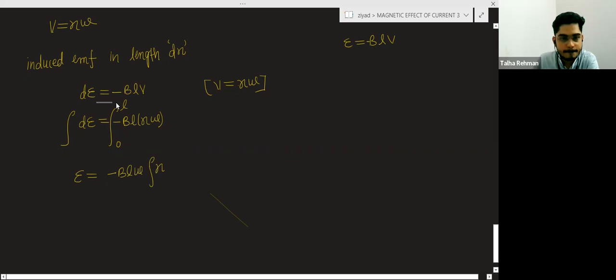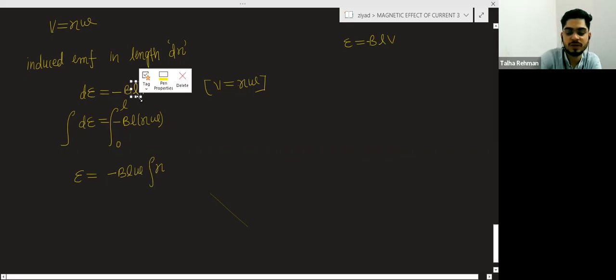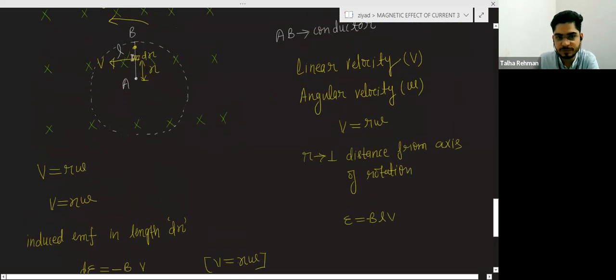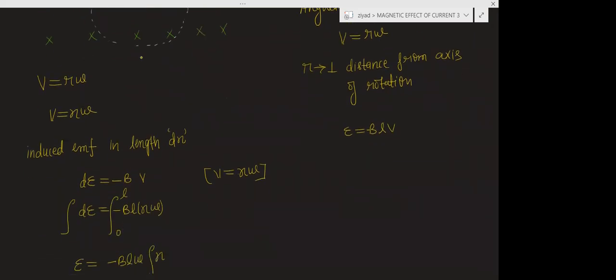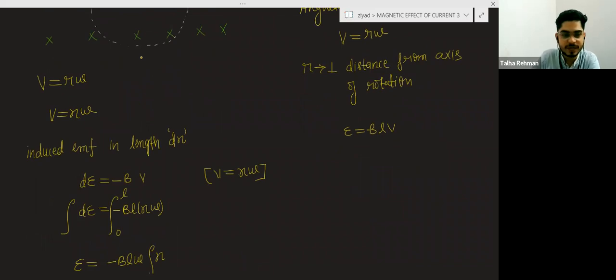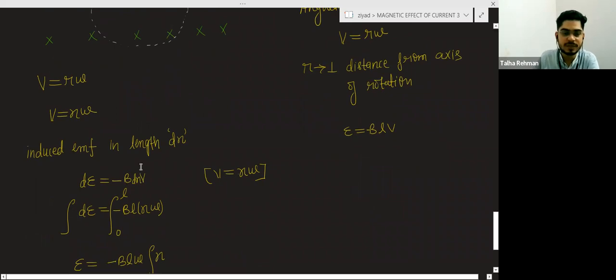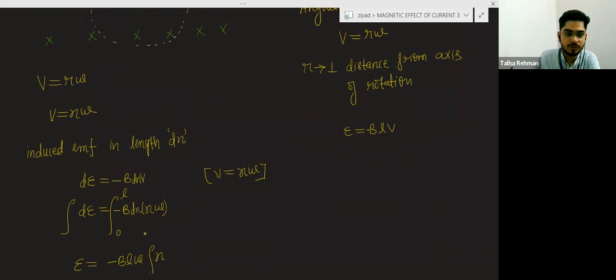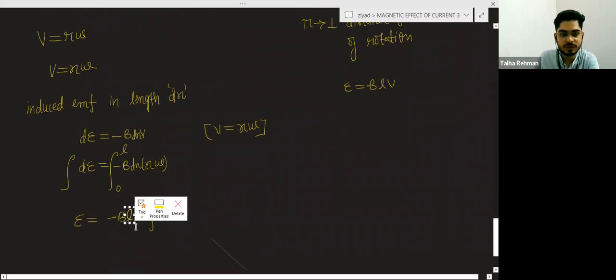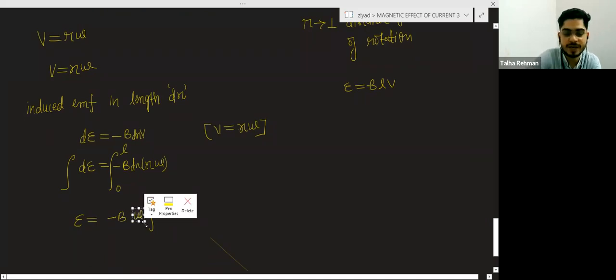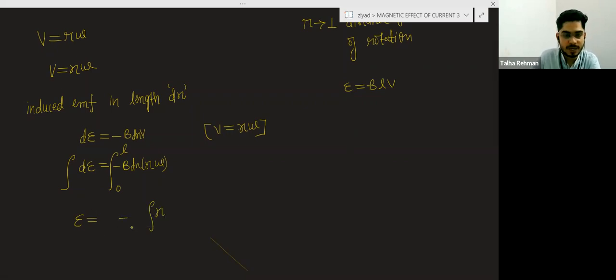Here we will put dx instead of this L, because we are just calculating the EMF for this dx length. Then we will integrate it. So I have just taken this common, not this L. So we have minus B into omega into x into dx, and the limit is from 0 to L.